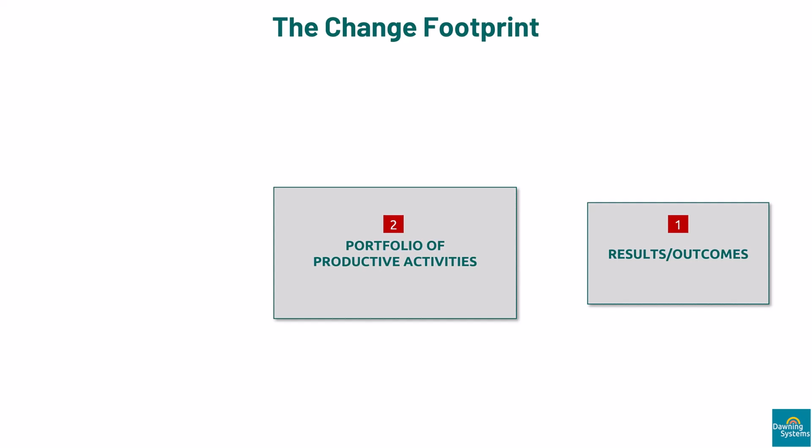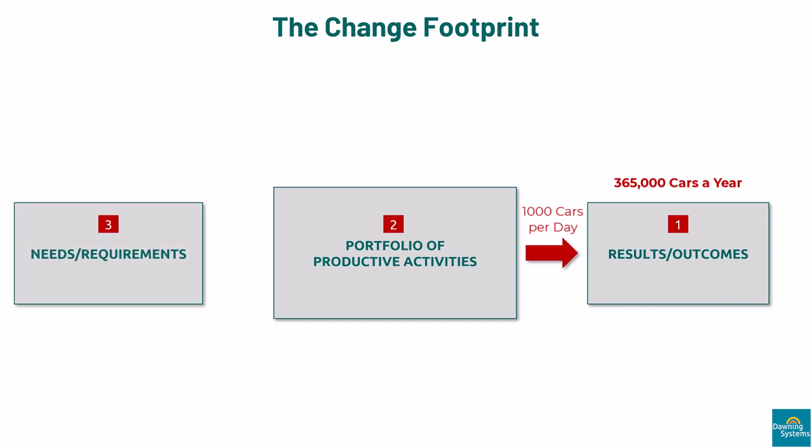So, for example, if Company X's goal is to produce 365,000 cars a year, its daily portfolio of activities would revolve around creating, on average, 1,000 cars every day. And in order to be able to complete this portfolio of activities of producing 1,000 cars every day, Company X has a set of needs and requirements, for example, parts, equipment, and workers.